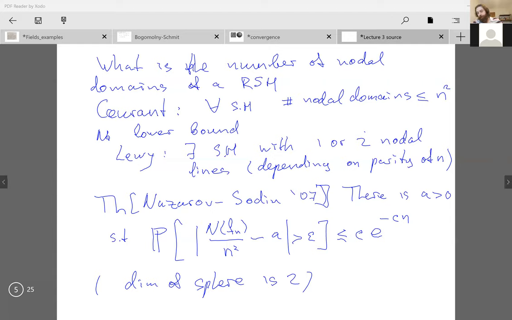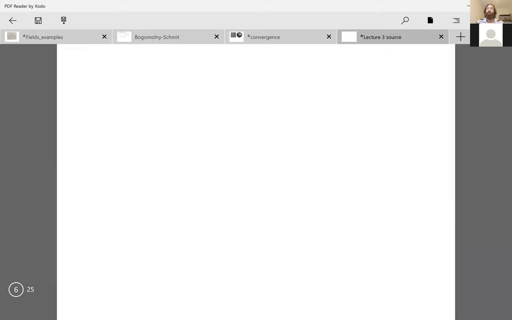So this was the first result, which actually revolutionized the field, and then it was improved. If we work instead of the sphere in R^n, then, well, 10 years later, they proved the following result. So now this is something very recent.